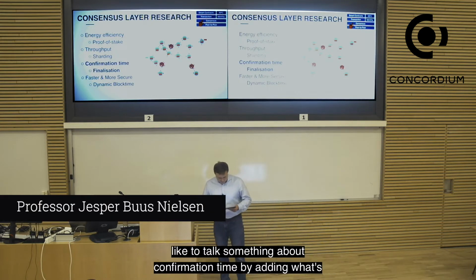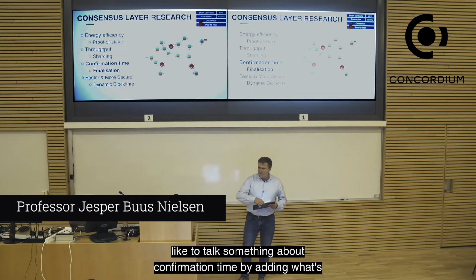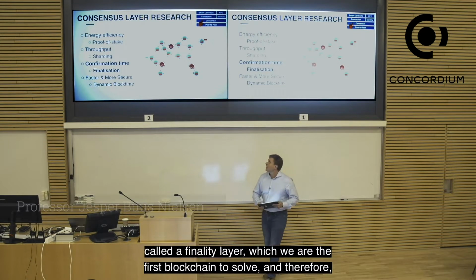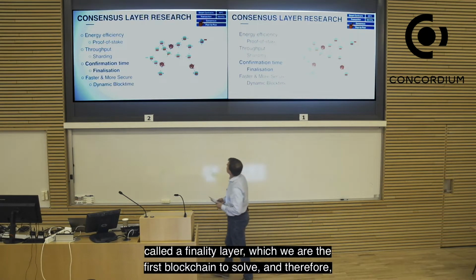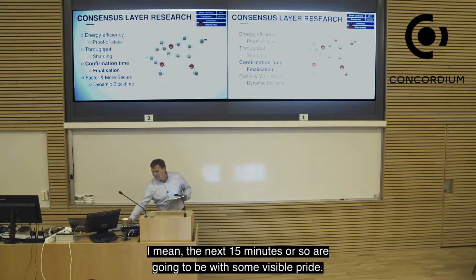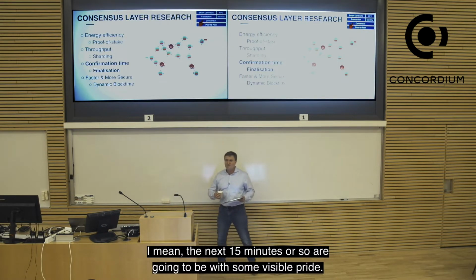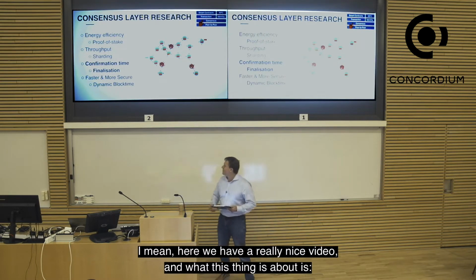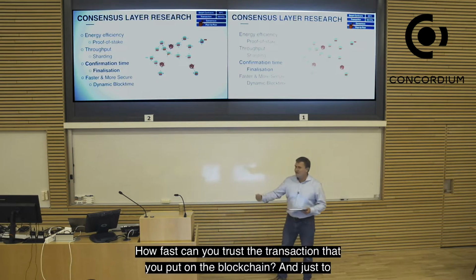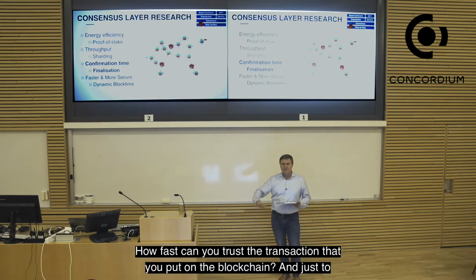Then I would like to talk about confirmation time by adding what's called a finality layer, which we are the first blockchain to solve. And therefore, the next 15 minutes or so are going to be with some visible pride. Here we have a really nice feature. And what this is about is how fast can you trust the transaction that you put on the blockchain?